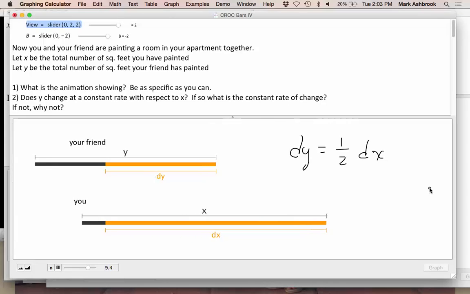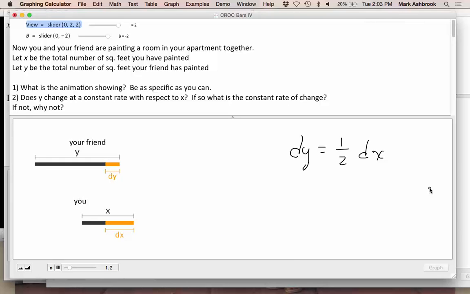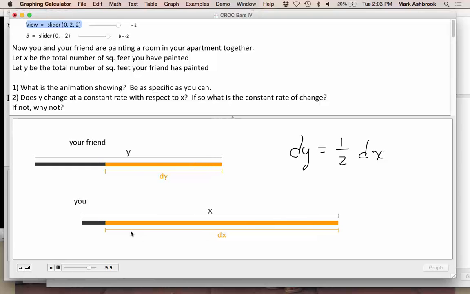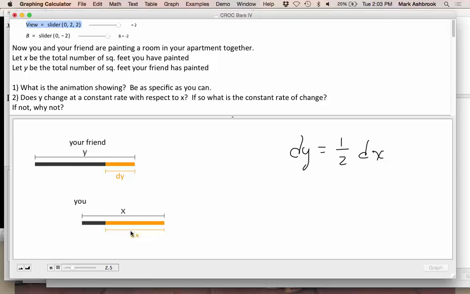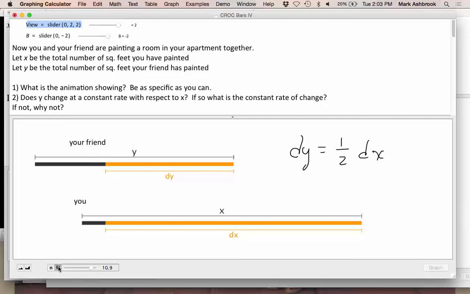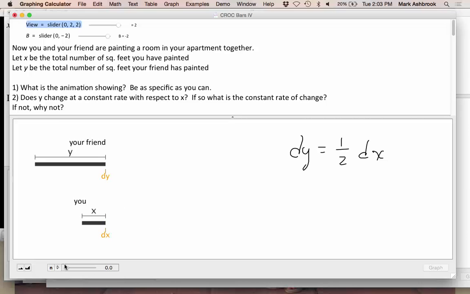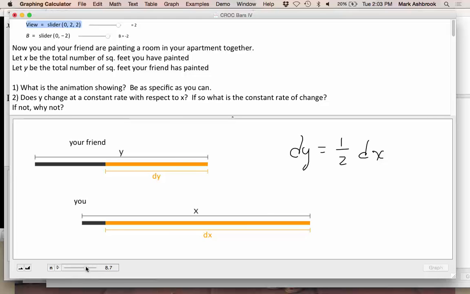Question, yeah? So how would you represent the starting point of y? How would I represent, what do you mean? So like for x, the black bar would be like dx plus 2, right? So the black bar, the starting point of y, how would you... they have some starting amounts, right? So if I just stop it, that's right now, who has painted more? Your friend has painted more, okay? This is how much you've painted so far, but now you and your friend are going to start painting together. Your friend always paints half as much as you paint.